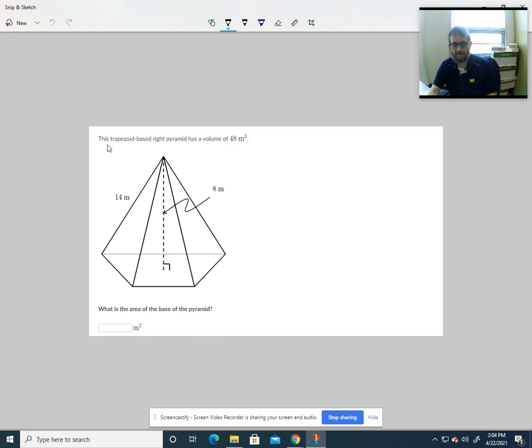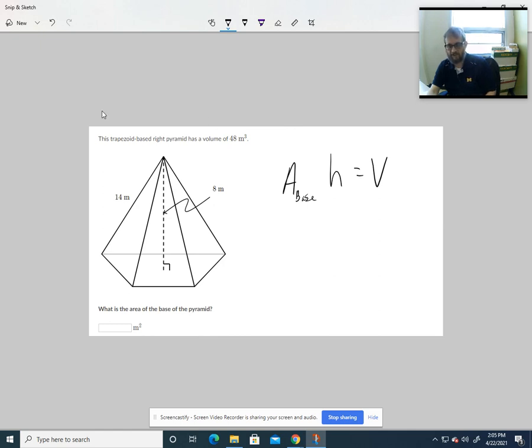Now what they've told us is this trapezoid-based right pyramid has a volume of 48 cubic meters. What is the area of the base? Well, remember, volume is area of the base, and I'm going to write area with a little subscript, area of the base, times the height is volume. Well, they told me the height is 8.